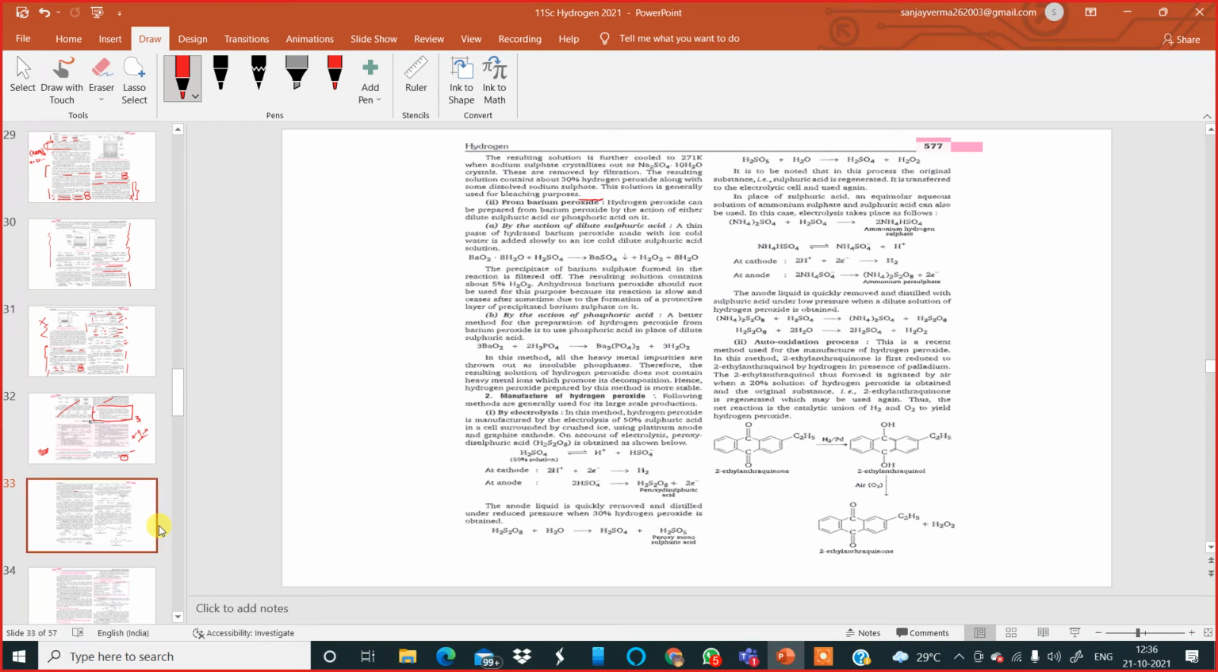So remember, the solution which is obtained after removal of the Na2SO4.10H2O, that is Glauber's salt crystals, is used for bleaching purposes.